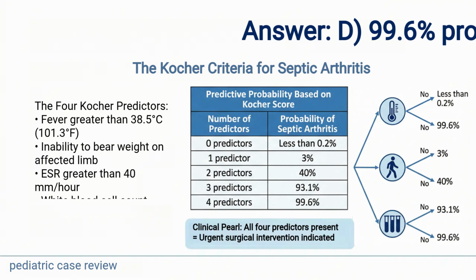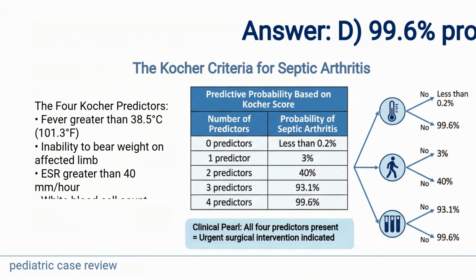The Kocher criteria is a validated clinical prediction rule for differentiating septic arthritis from transient synovitis in children with hip pain. The 4 Kocher predictors are fever greater than 38.5 degrees Celsius, inability to bear weight on the affected limb, erythrocyte sedimentation rate greater than 40 millimeters per hour, and white blood cell count greater than 12,000 per cubic millimeter. This patient has all 4 predictors present, which corresponds to a predicted probability of septic arthritis exceeding 99%.